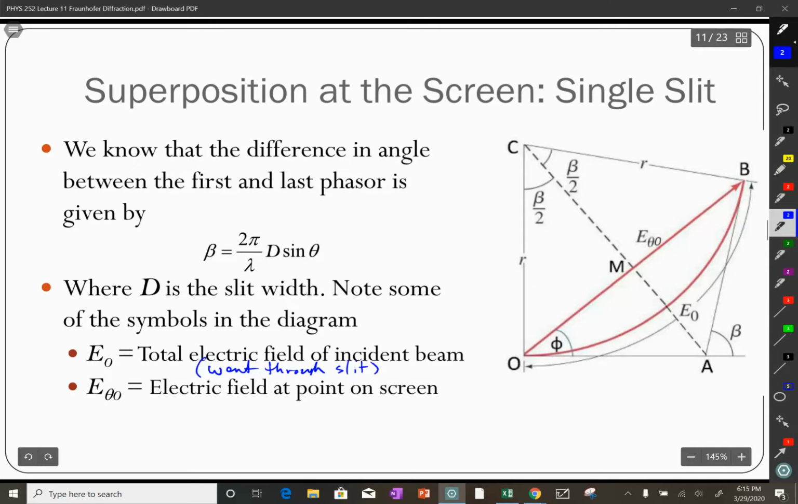We know that the first one that we drew had a phase angle of 0. So there's the angle for the first one. The last one has a phase angle of beta. And so we just bring that down here. We just extrapolate from the last one down. And we know that this angle here is beta. And using simple trigonometry, this angle here has to be 180 degrees minus beta.